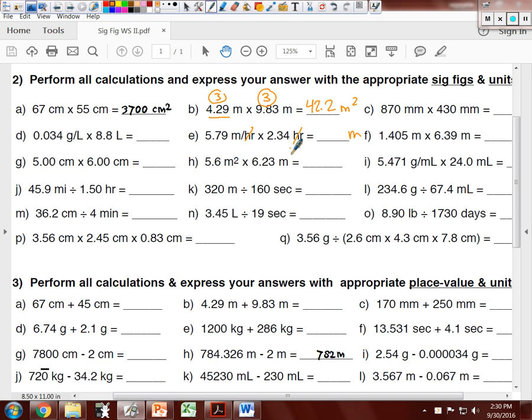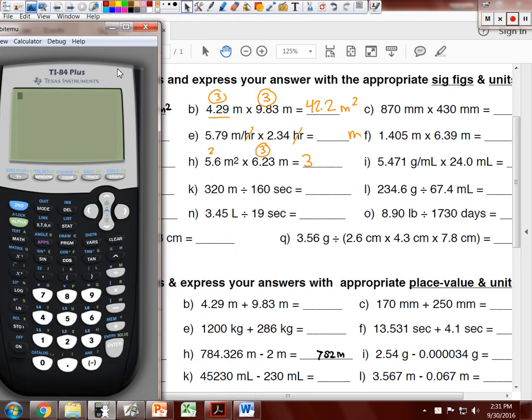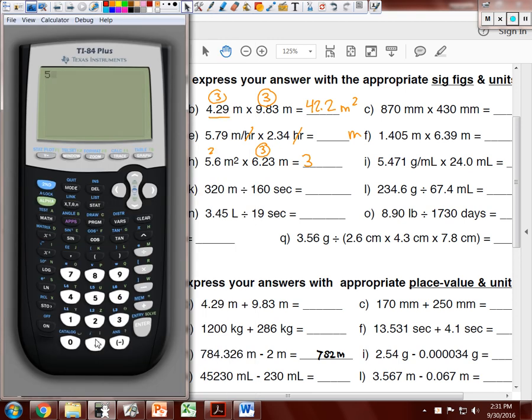I do want to look at H. How many significant figures are in 5.6? 2. What about 6.23? 3. So your answer should have had how many? 2. And what was it to 2 significant figures? All right, let's look at it, since we've got a little bit of a dispute. It was 5.6 times 6.23. I would say 35. The reason it's 35 is because the 8 makes that 4 round up. Okay. What would your unit be on that one?